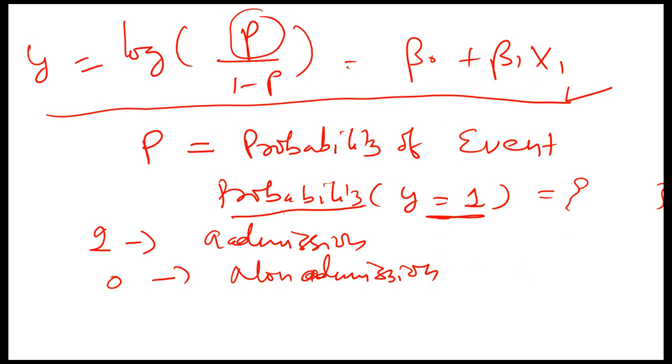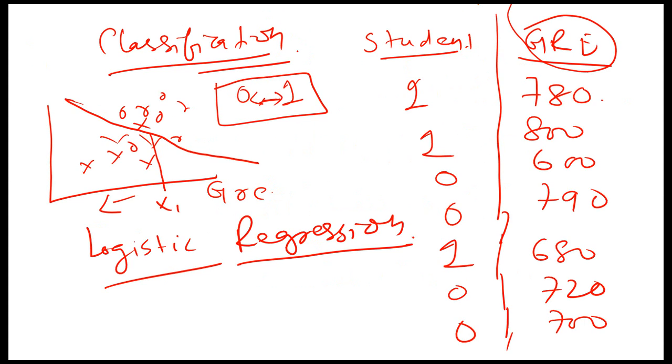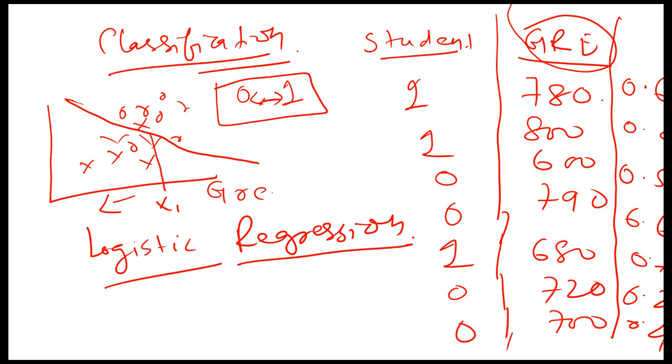Now against each student, this is historical data. When you do the regression, you will have the corresponding probability values, say for example 0.6, 0.4, 0.5, 0.6, 0.7, 0.3, 0.4. Now we can set a cutoff value, say 0.5. People with a probability score greater than 0.5 are going to get admission. Those with less than that are not going to get it.